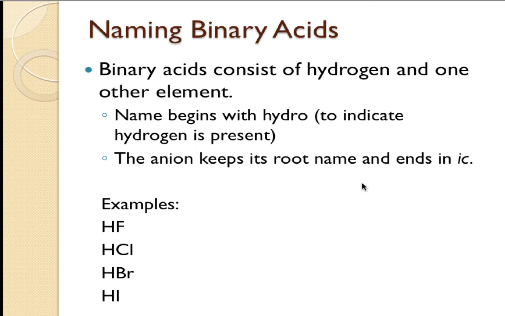For example, HF. You should be able to identify that there's 2 elements, a hydrogen and a fluorine. Key in that it's a binary, so this should be hydro. Then we use the root for the fluorine, the root is fluor, and then we add the ic to it. I'd like you to name the rest of these in your notes, and we will check that in class.